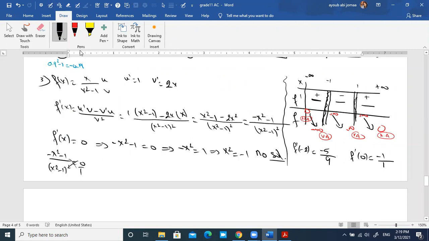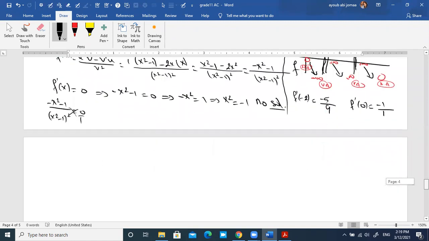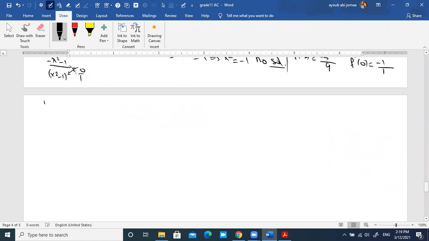Part 4, I'm going to add one more part, the concavity. We proved that f prime of x is equal to negative x squared minus 1 over x squared minus 1 squared. U over v. U prime, it is negative 2x. And v prime, it is 2 into x squared minus 1 to the power 1 times the derivative of the inside, so times 2x, which is equal to 4x into x squared minus 1.